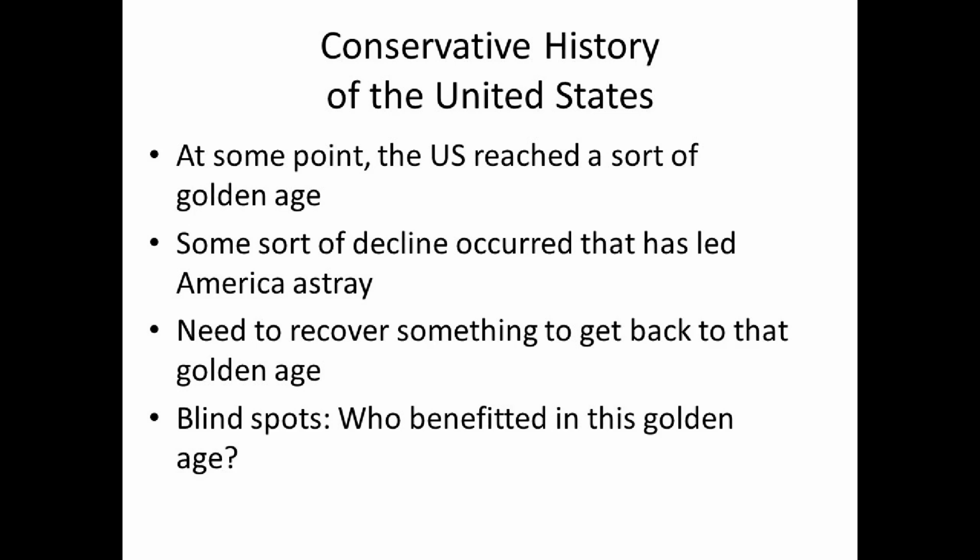And the first is what I would call the conservative history of the United States. Usually a conservative history of the United States would say, at some point, the U.S. reached a sort of golden age. And a lot of times this would be put, say, in the 1950s. But some sort of decline occurred that has led America astray, right? Something happened after the 1950s, right? And often what happened is understood in moral terms, right?